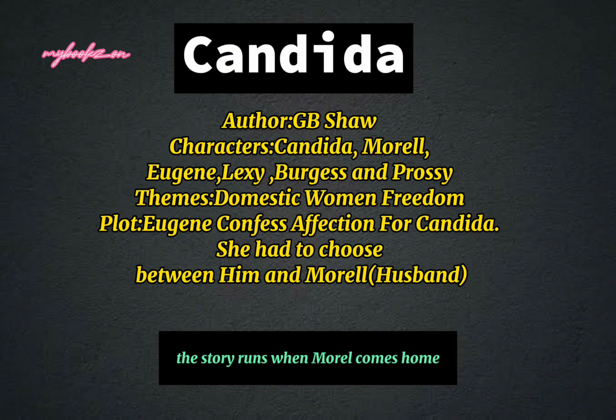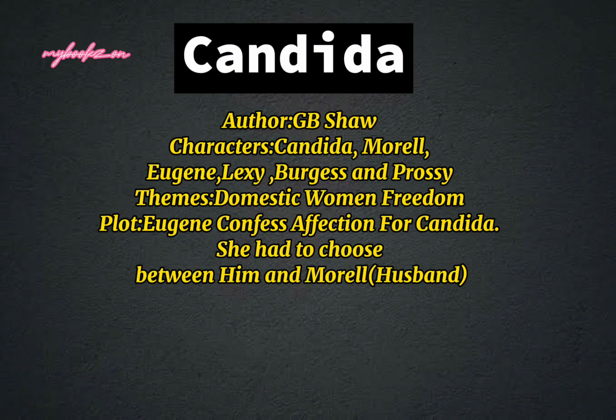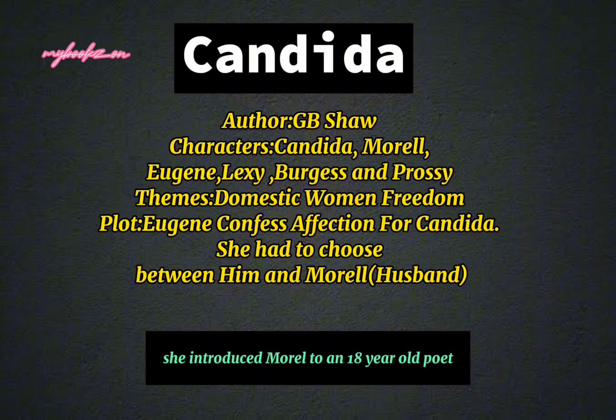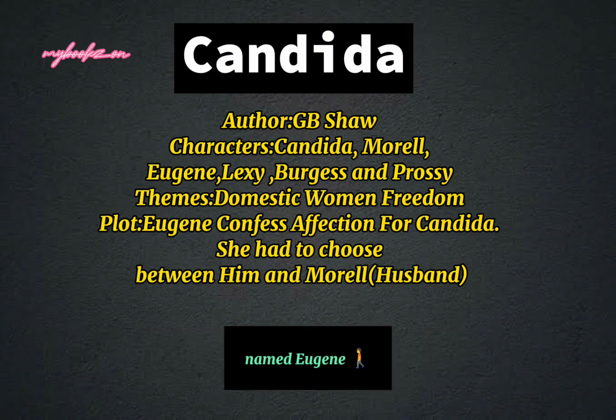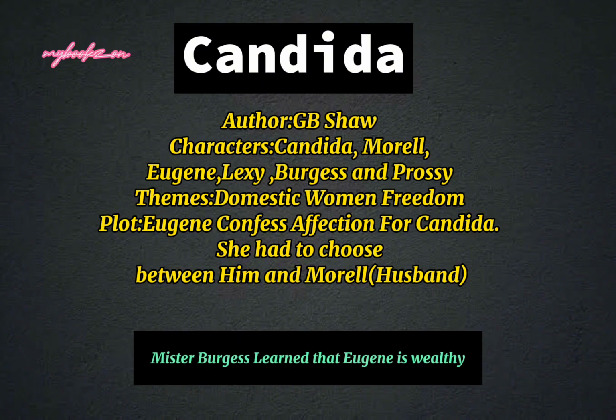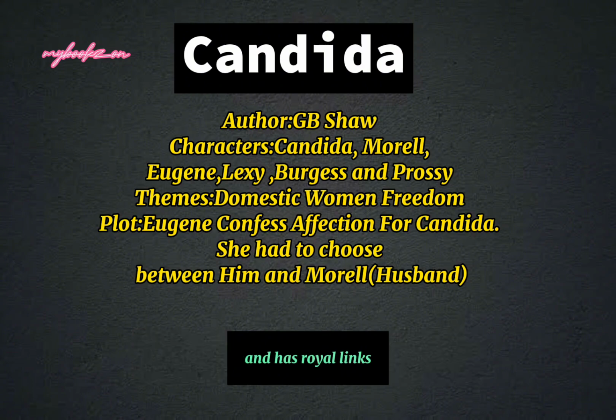The story runs when Morell comes home and meets his wife Candida. She introduced Morell to an 18-year-old poet named Eugene. She told Morell that Eugene helped her in the journey. Mr. Burgess learned that Eugene is wealthy and has royal links. He started giving him respect.